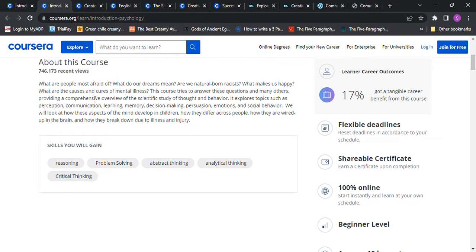It explores topics such as perception, communication, learning, memory, decision making, persuasion, emotions, and social behavior. We will look at how these aspects of the mind develop in children, how they differ across people, how they're wired up in the brain, and how they break down due to illness and injury.